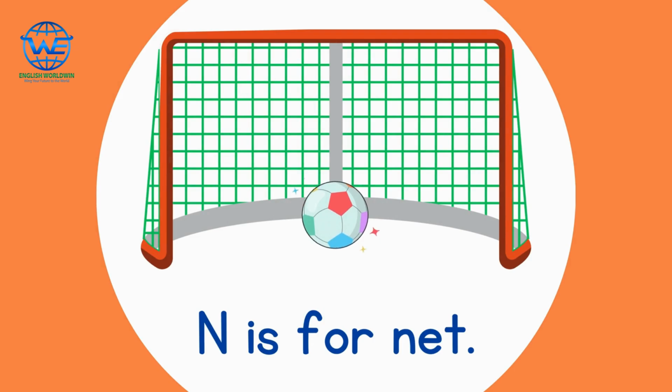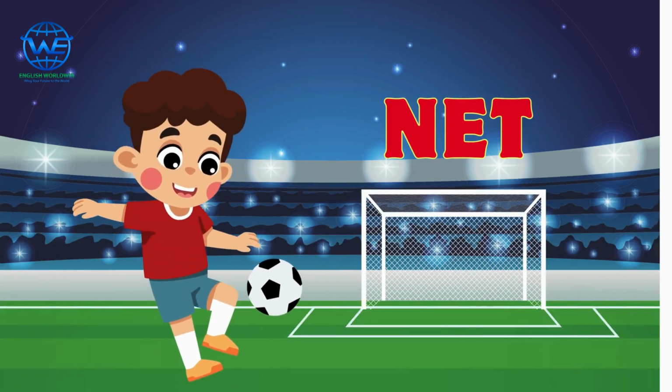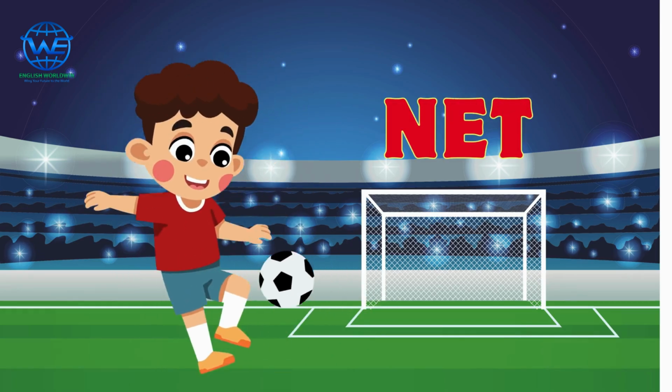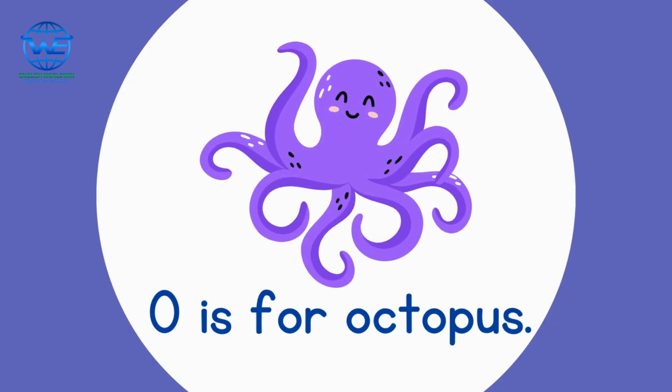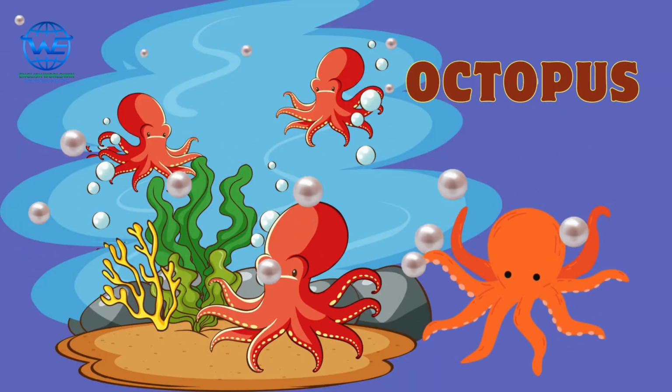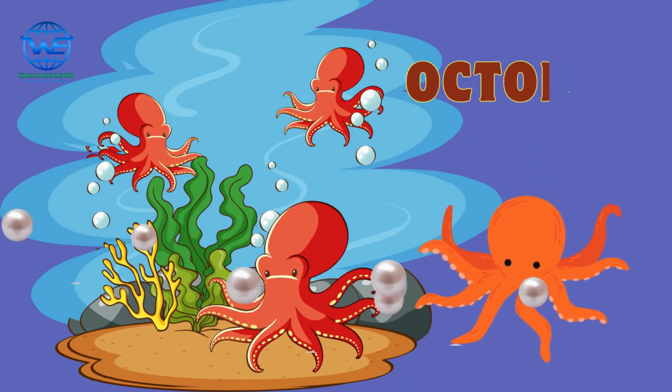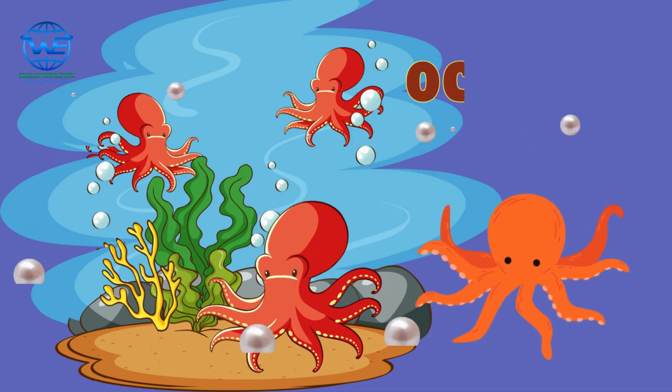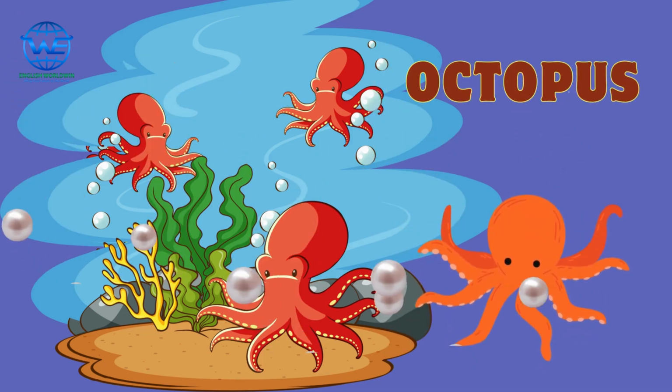N is for net. Net, net, net. O is for octopus. Octopus, octopus, octopus.